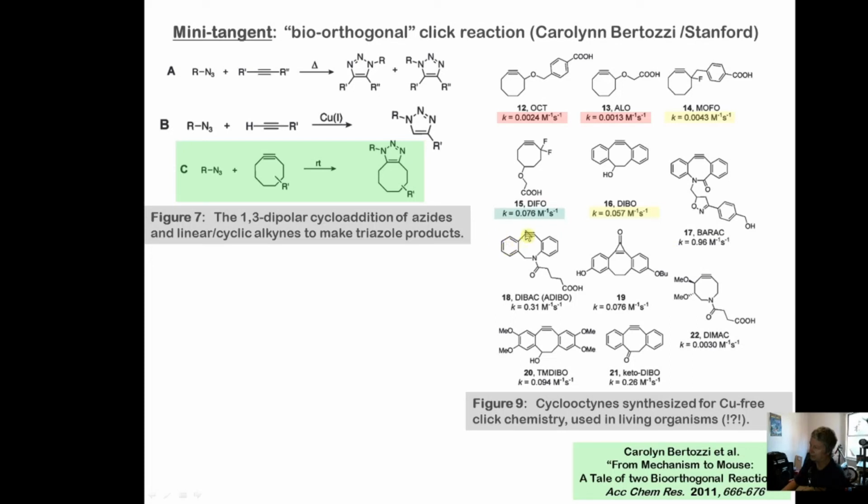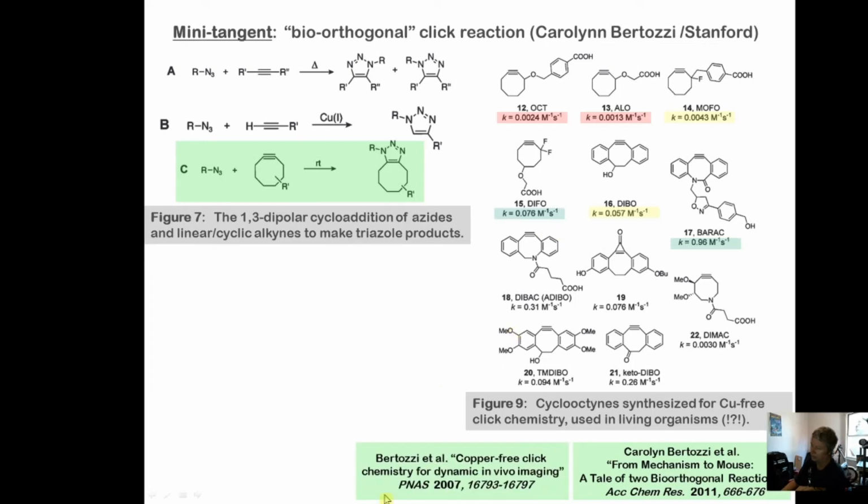Then they had something called DIFO, which is even better, and they had 2 fluorines, and then they can link things onto the terminal carboxylic acid out here. And then they also found something called BARAC, which is even faster. If you look at the rate constant, it's much greater than all of these guys. I think the Bertozzi lab did the most work with the DIFO one when they discovered it. And I'm going to show a couple of really cool examples of that real quick.